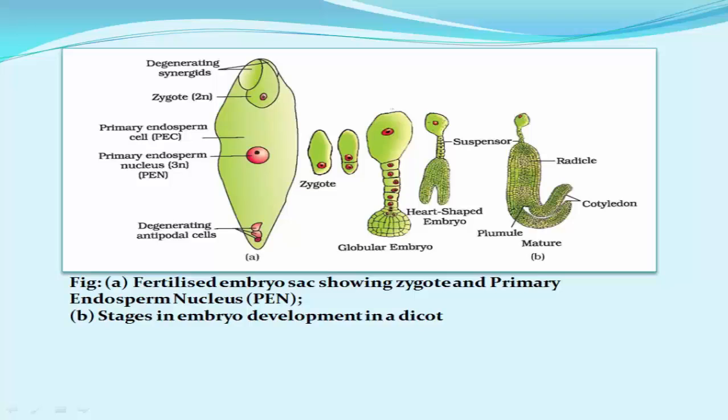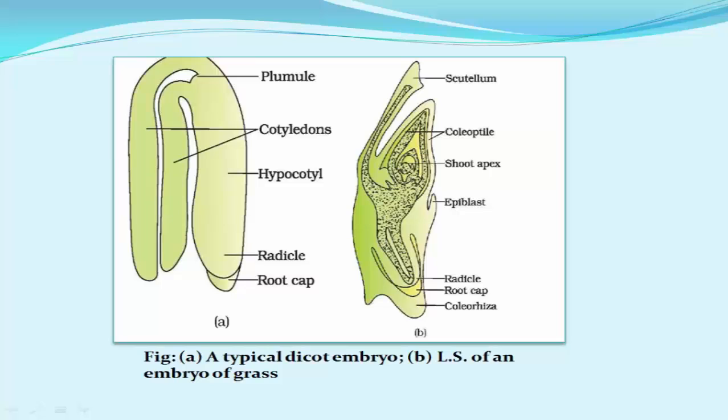endosperm nucleus. The zygote undergoes division to produce the proembryo that gets converted into a globular embryo and heart-shaped embryo, and finally gives rise to the development of the mature embryo. So these two diagrams show the dicot embryo and the longitudinal section of the monocot embryo. Here the dicot embryo shows two cotyledons, the plumule from which the shoot system arises, then the radicle from which the root system arises. The radicle is covered and protected by the root cap.